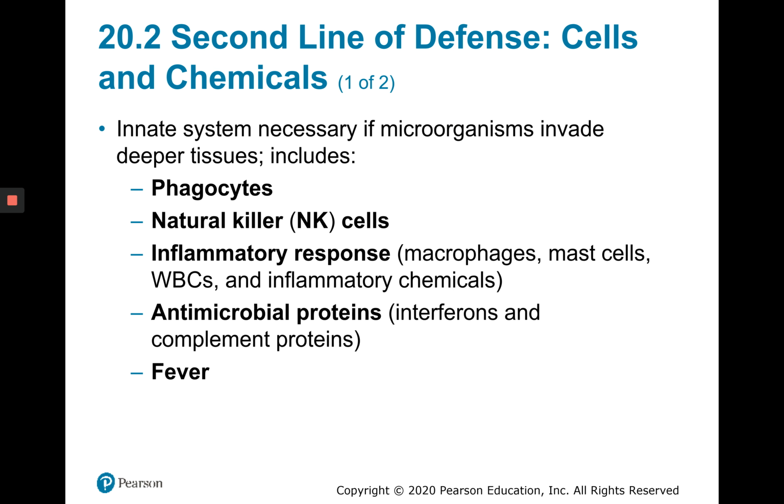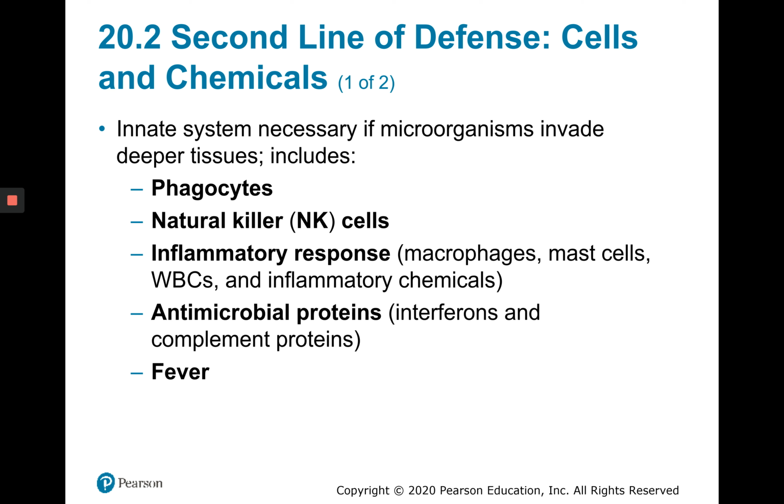So different chemicals and parts of the second line of defense include phagocytes, natural killer cells, the inflammatory response, antimicrobial proteins, and fever. Phagocytes include cells such as neutrophils and macrophages. Macrophages are monocytes that have gone into tissue. Natural killer cells are non-phagocytic, but they have the same mechanism of action as cytotoxic T cells.